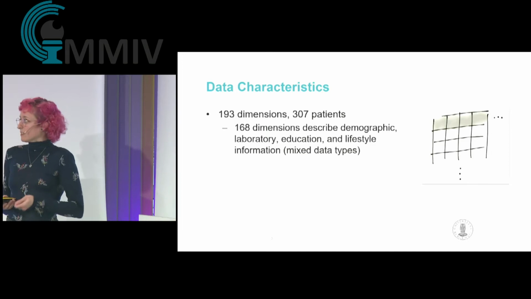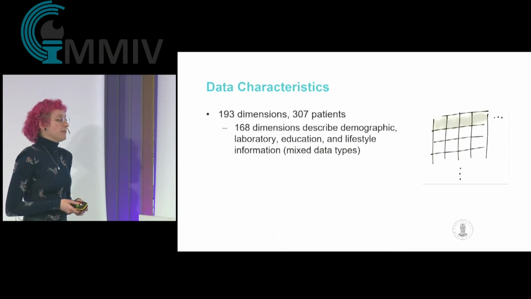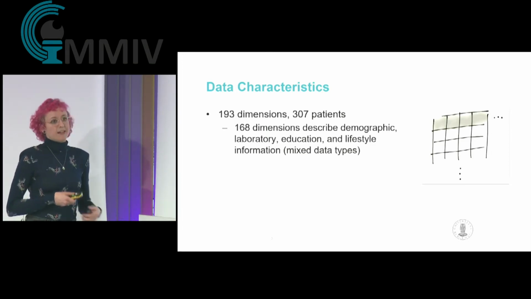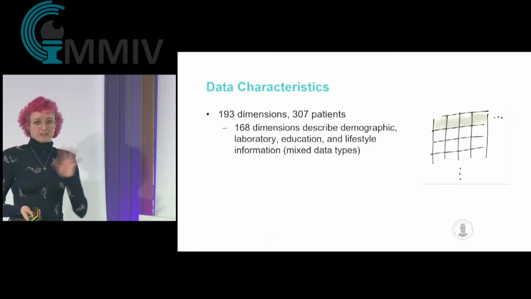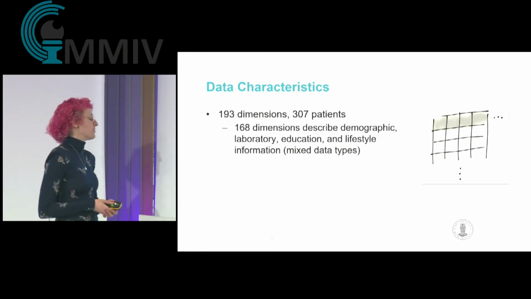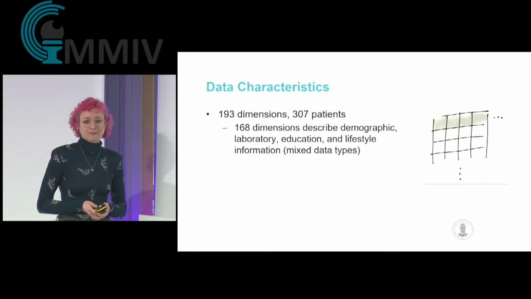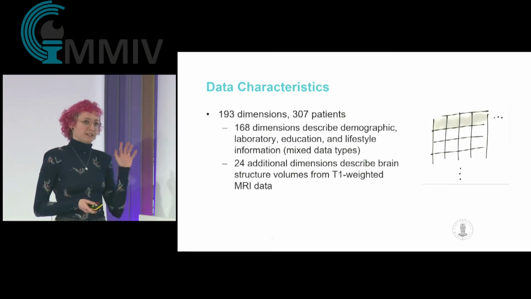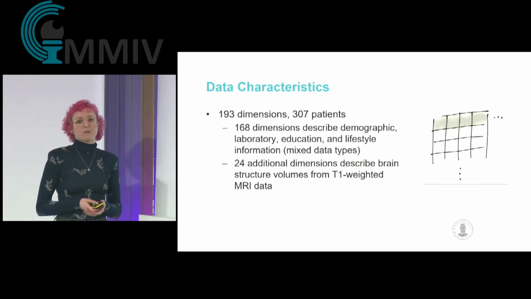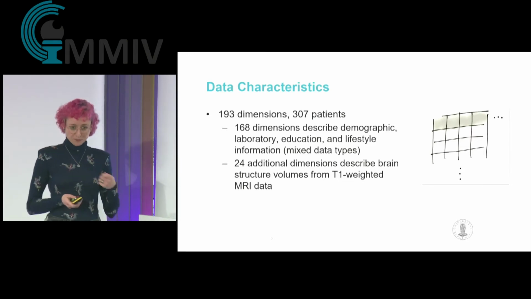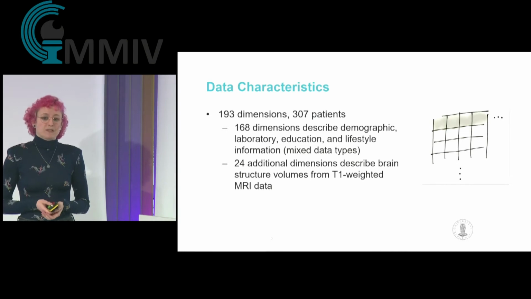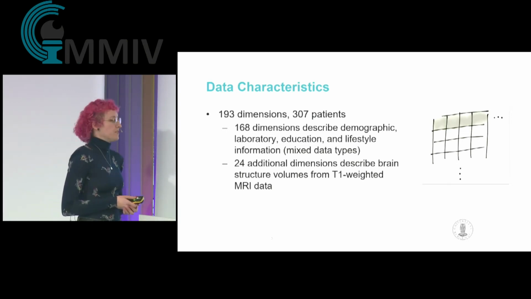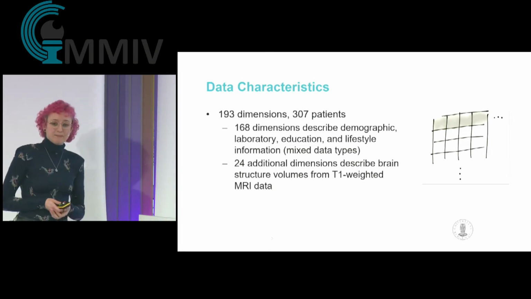And an important detail here is that these were mixed data types. So we had quantitative data and categorical data, which presents an extra dimension of challenge to work with here. And we had 24 additional dimensions. So we didn't look at imaging data in the form of actual images. What we had were structural volumes that had measures extracted from them using T1 weighted MR data.